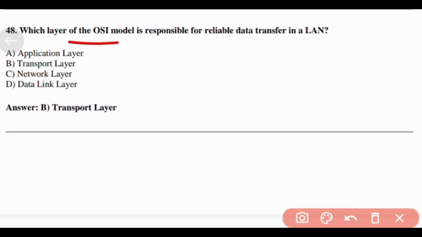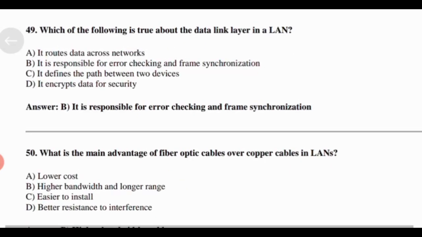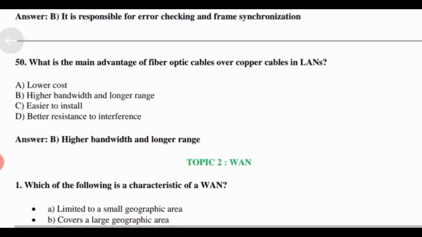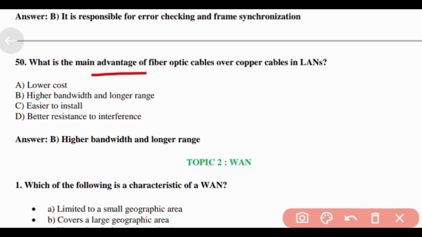Which layer of the OSI model is responsible for reliable data transfer in a LAN? Transport layer. Which of the following is true about the data link layer in a LAN? It is responsible for error checking and frame synchronization. What is the main advantage of fiber optic cables over copper cables in LANs? Higher bandwidth and longer range.